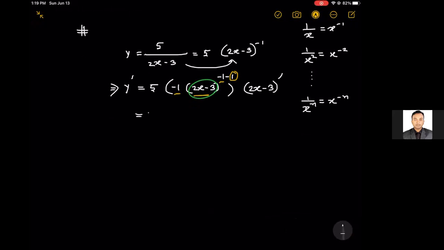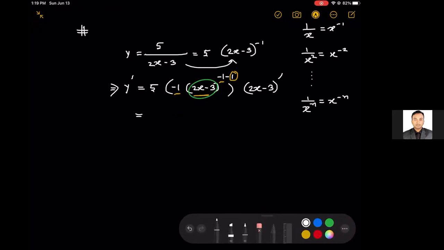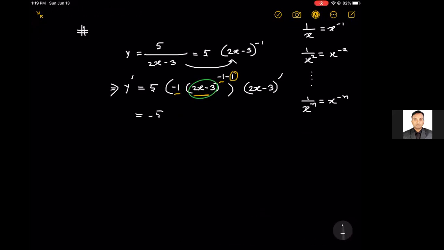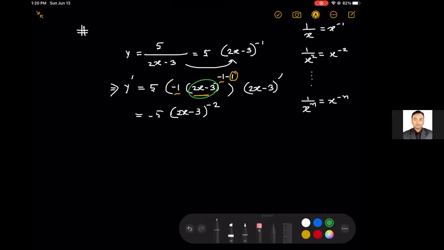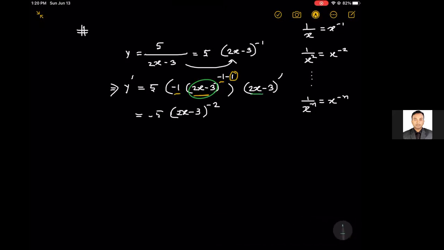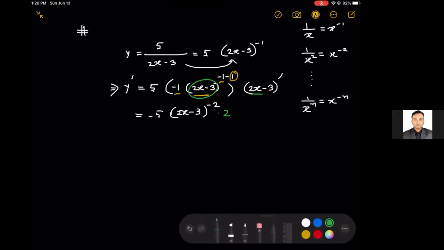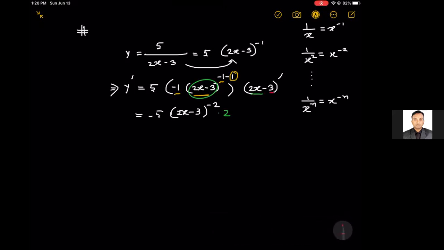Now let's carry on doing that. So it will be negative, I should write a negative 5 because I can factor out that negative 1 outside. It will give me negative 5. This will be 2x minus 3, the quantity to the power negative 2. And what's the derivative of 2x minus 3? The derivative of 2x is going to be 2, right? And the derivative of 3 is 0 because it's a constant, right? The derivative of 3 is 0.